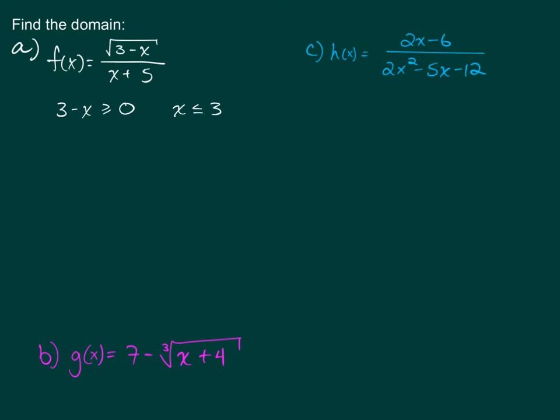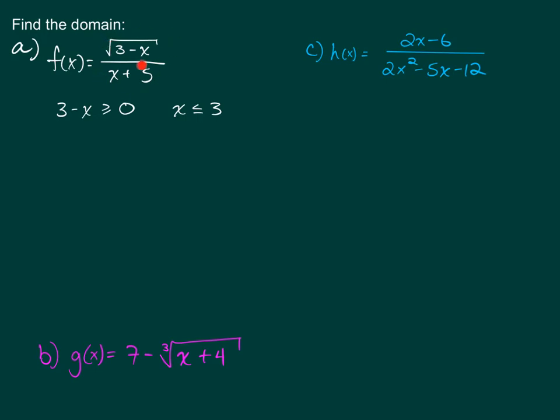So you can test that. You can pick any number x that is less than 3, say 2. 3 minus 2 is 1. That works, it's positive 1. Or you could pick negative 1. 3 minus a negative 1 is positive 4. So yeah, you can take the square root of a positive 4. Or any number in between there, as long as it's less than or equal to 3. So we have that restriction from the numerator.